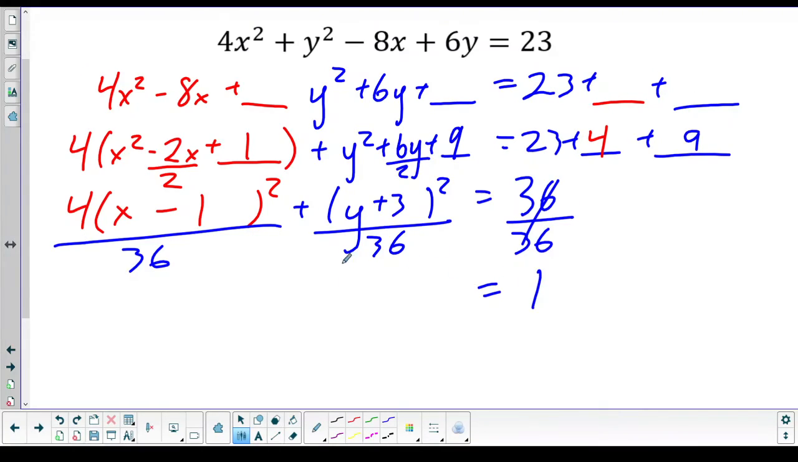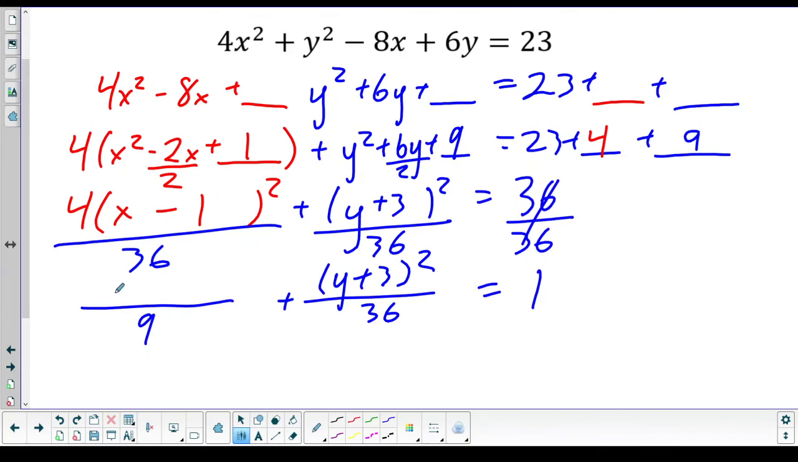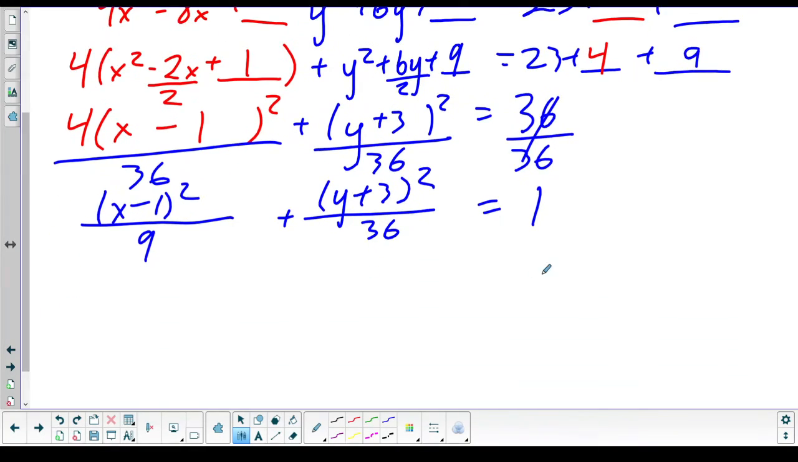This doesn't simplify at all. Y plus 3 squared over 36 plus 4 over 36 reduces to 1 over 9. X minus 1 squared. So now we have all the information we need. Our center is going to be at 1, negative 3. Remember, we have to change the signs of h and k.